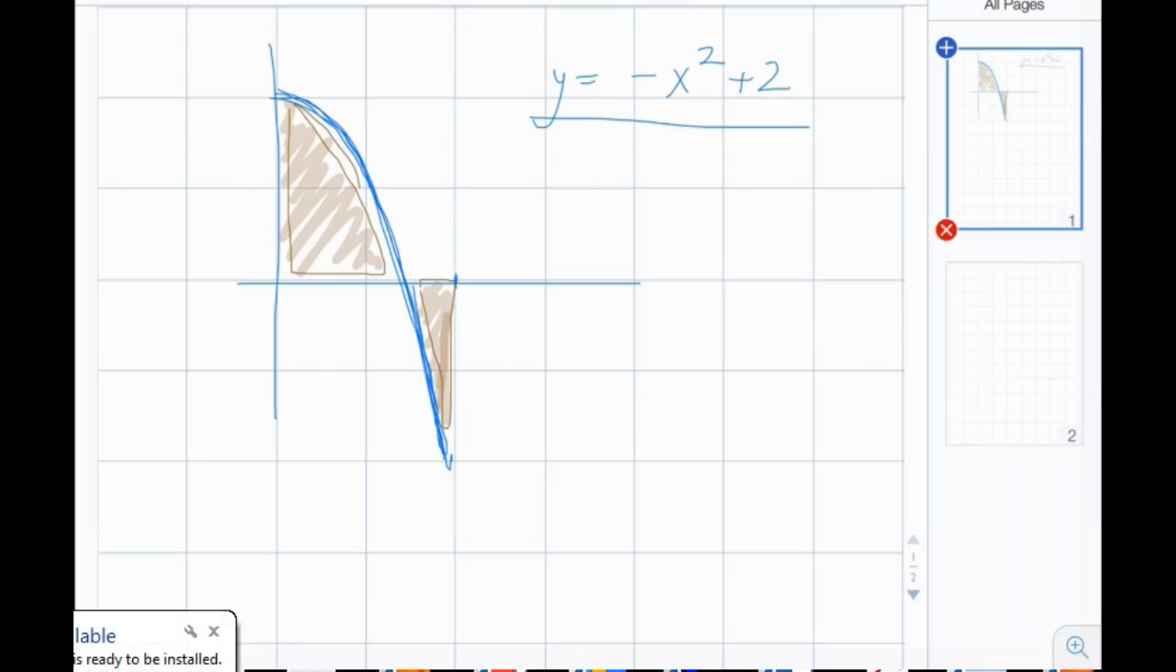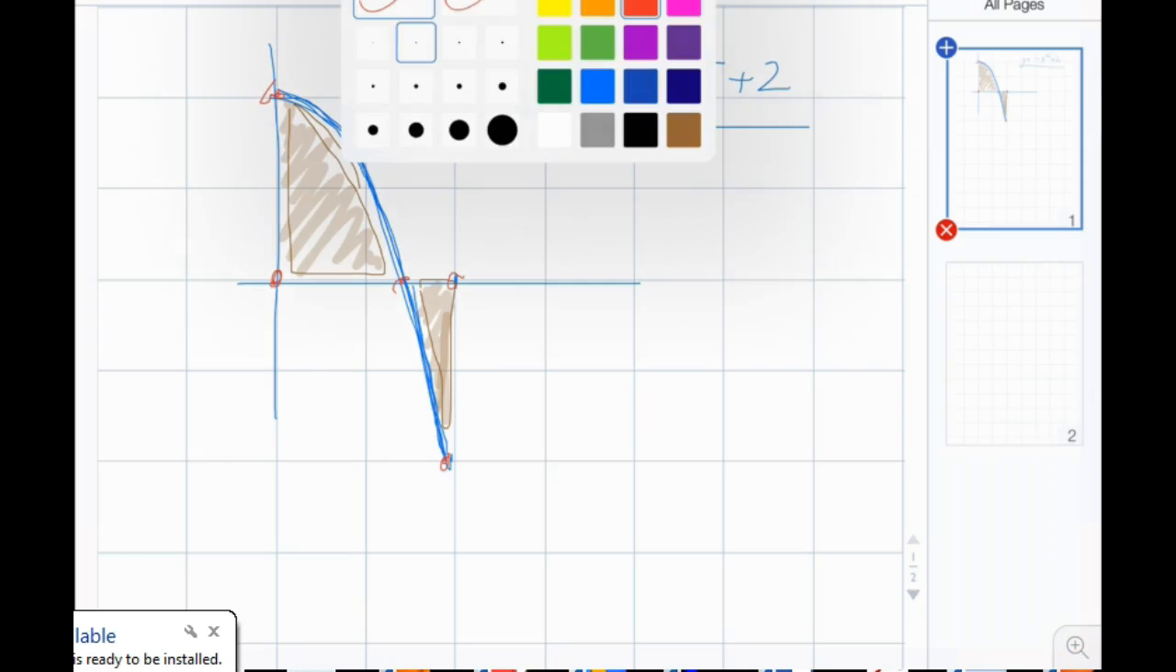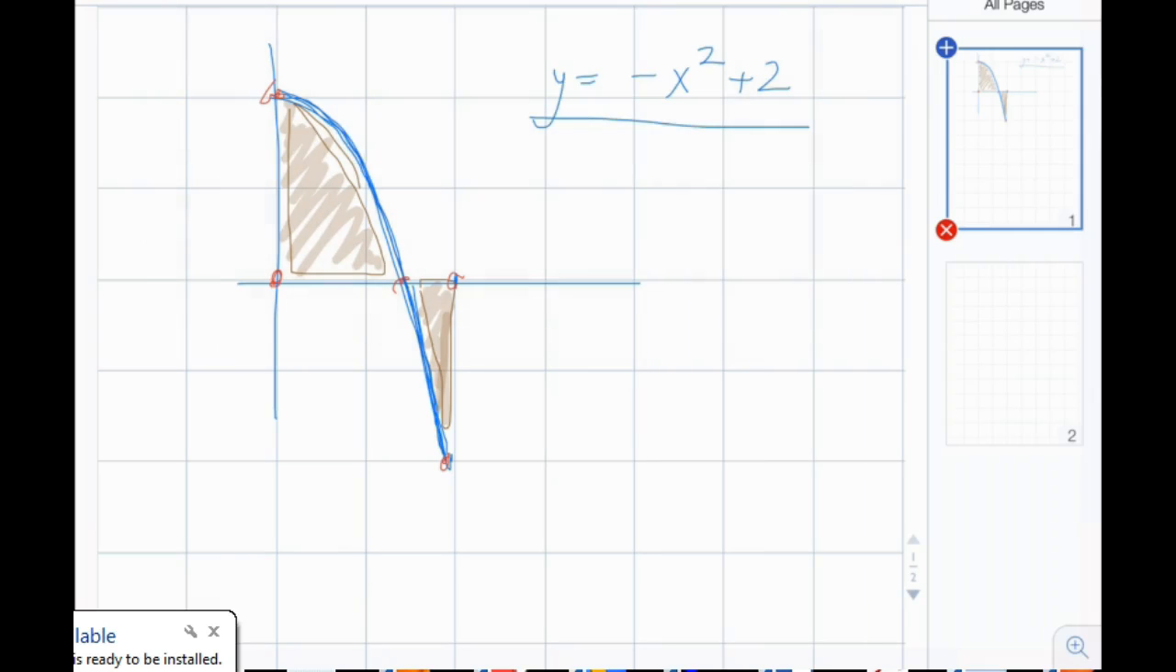But okay. If we're going to use calculus to calculate these two areas, we do need to figure out some critical points here. For example, this point, this point, this point, this point, they all seem very important, right? Some of these we can just figure out visually from the graph. This point is (0, 2), this point is (0, 0), this point is (2, 0), and this point is (2, -2).